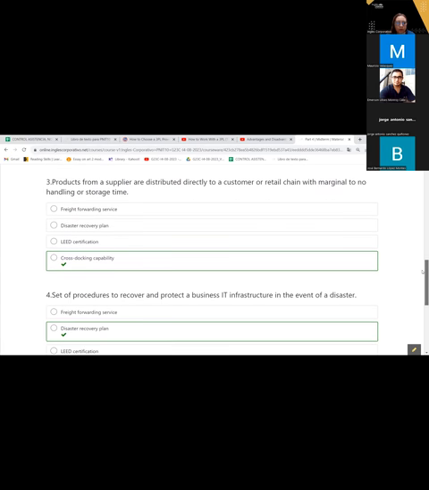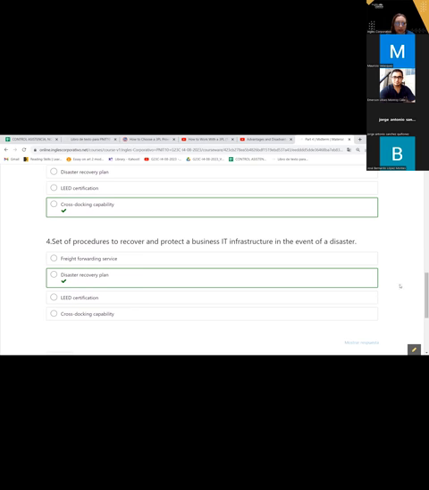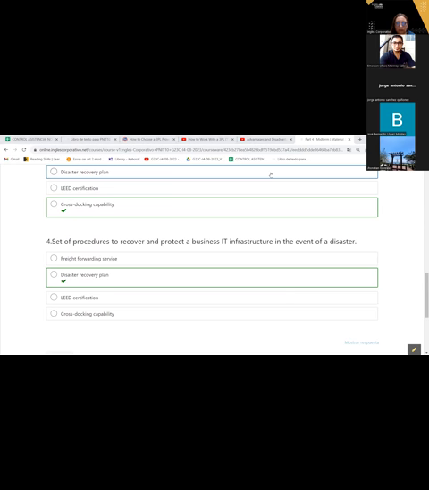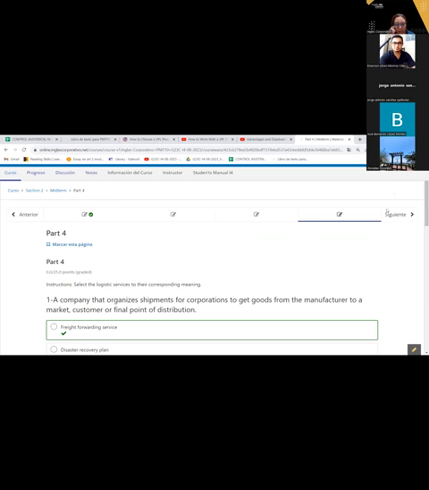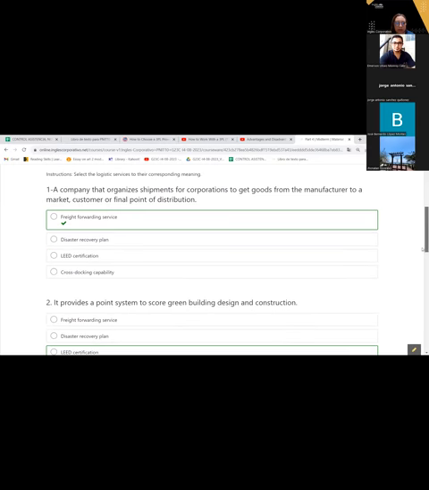Then number four. I don't know, Jonathan, if you can help us reading number four, please. Okay. Set of procedures to cover and protect a business IT infrastructure in the event of a disaster. Exactly, right? So that would be disaster recovery plan. So that's basically question number four, part number four from the midterm exam, okay? Once you complete that, you will have finished the midterm exam.